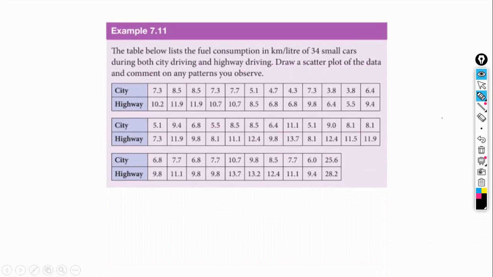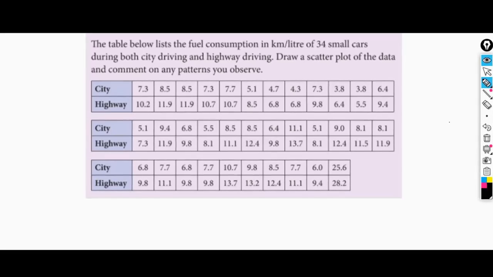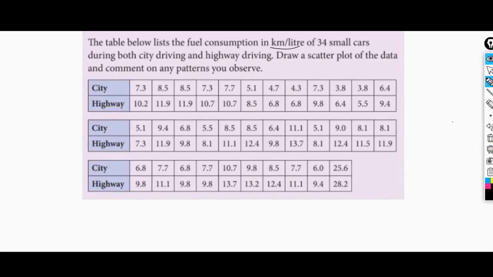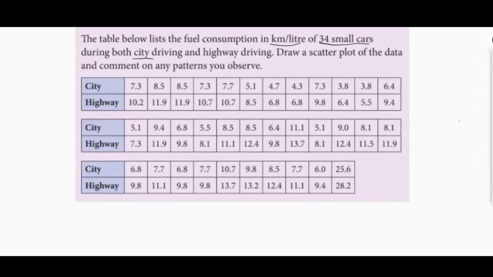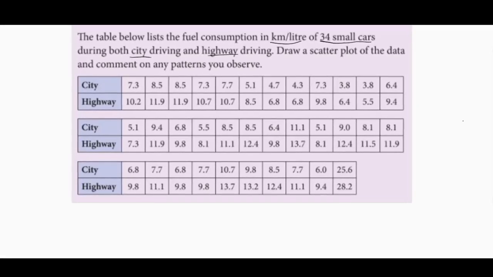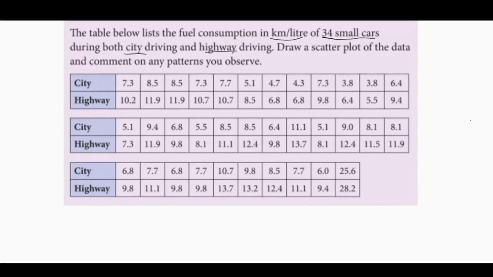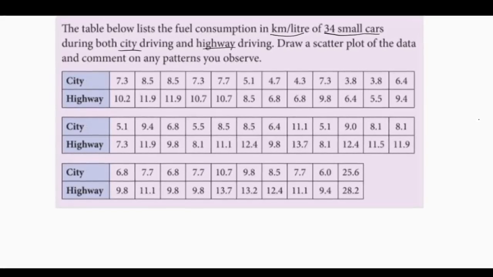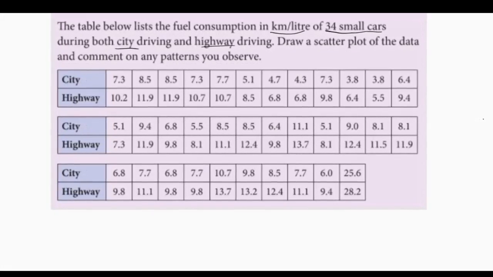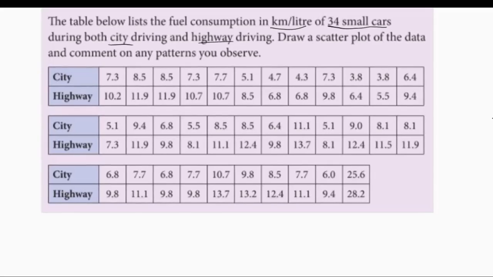The following example is 7.11. It says the table below lists the fuel consumption in kilometers per liter of 34 small cars during both city driving and highway driving. Draw a scatter plot of the data and comment on any patterns you observe. So notice that they give us the raw data and we are going to build a scatter plot. To do that, we're going to use the GDC.